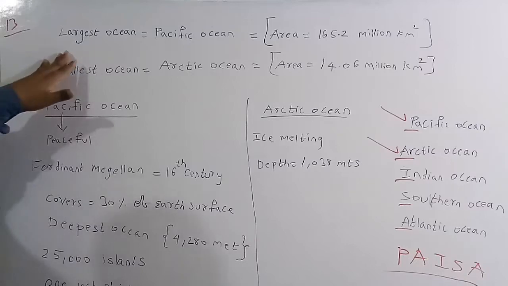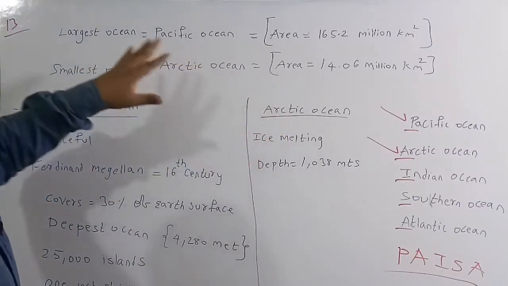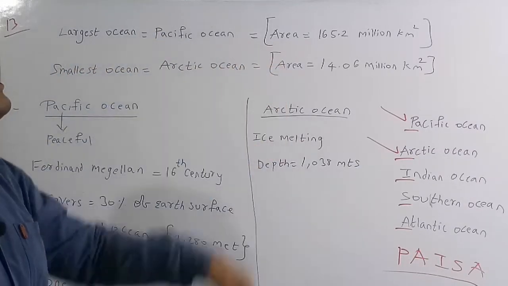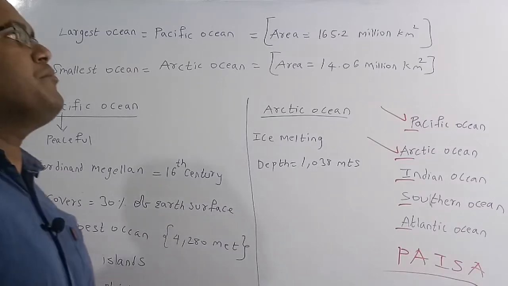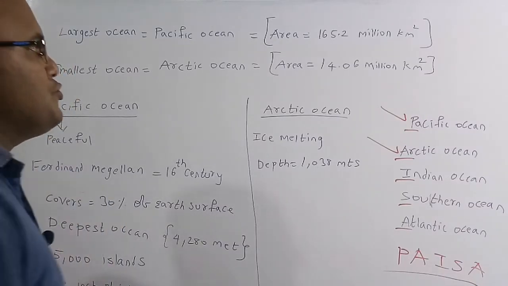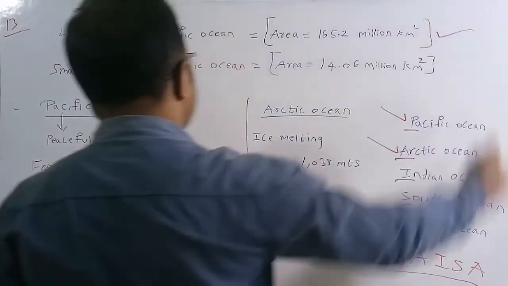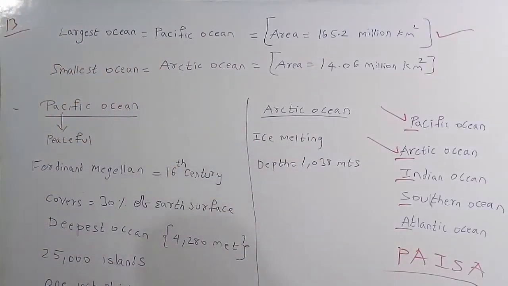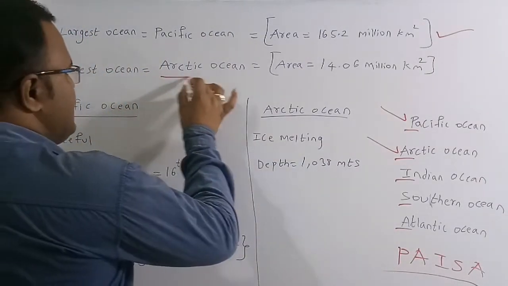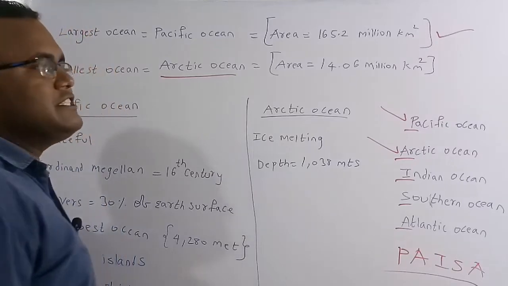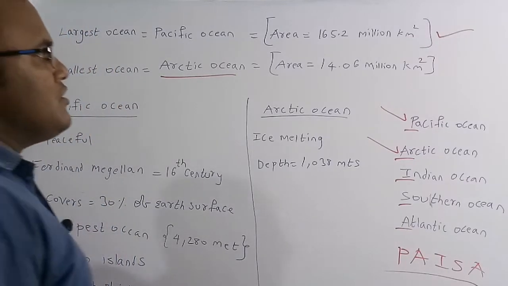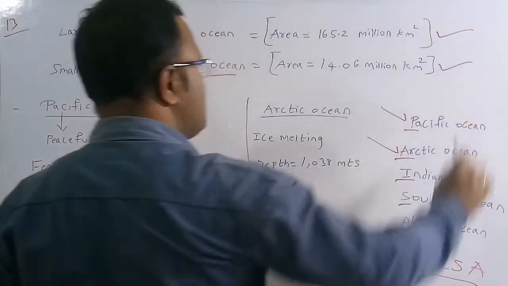The largest ocean out of the 5 oceans is the Pacific Ocean, and its area is 165.2 million square kilometers. Similarly, the smallest ocean is the Arctic Ocean. It has an area of 14.06 million square kilometers. Out of the 5 oceans, this is the smallest.